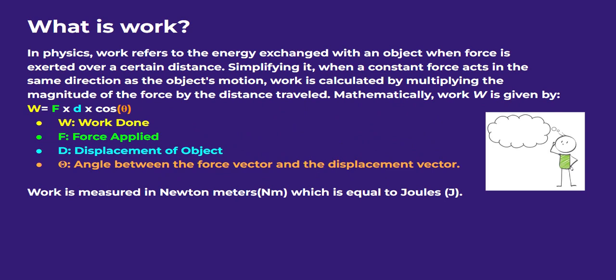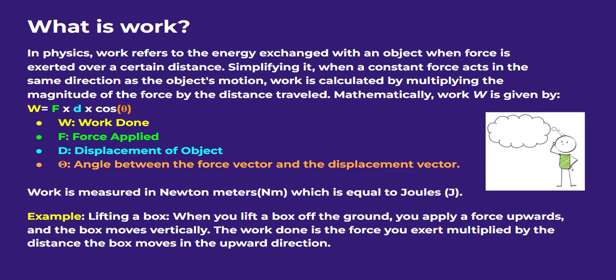Mathematically, work is given by W = F times D times the cosine of theta. W is the work done, F is the force applied, D is the displacement of the object, and theta is the angle between the force vector and the displacement vector. Work is also measured in Newton meters, which is equal to joules.